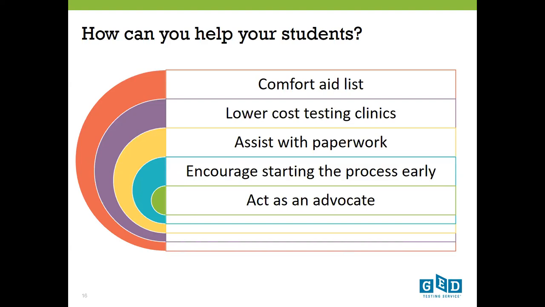Again, we talked about encouraging them to start the process early. Remember, the approval is valid for a whole year. Once that year is over, generally candidates can do just a simple extension request form and they can get their accommodations approved for another year. So it's never too early to start the process.